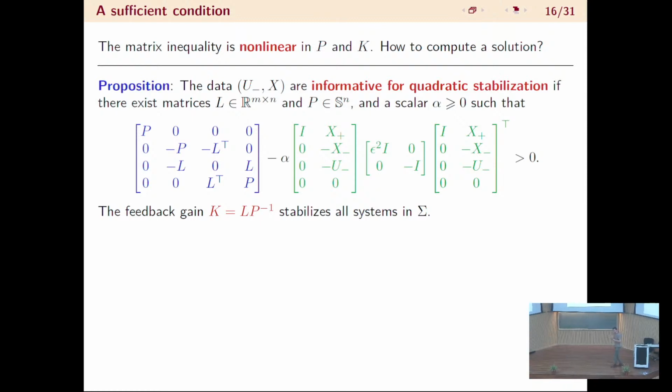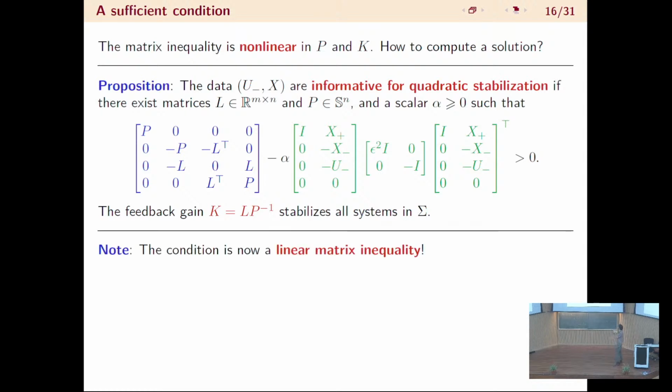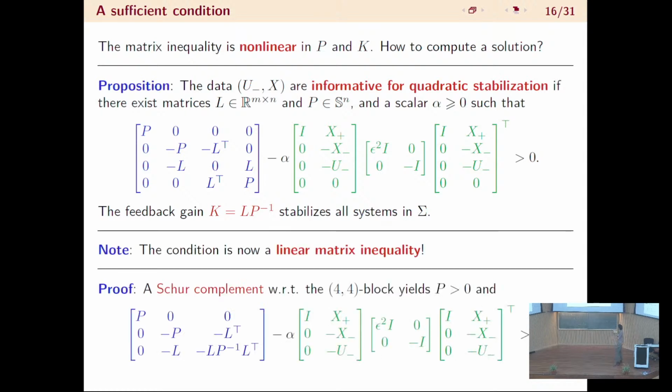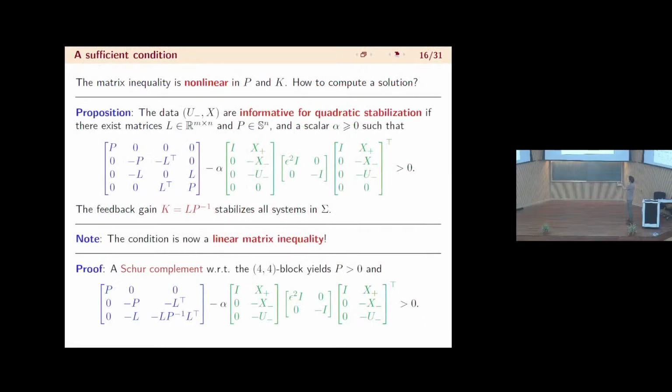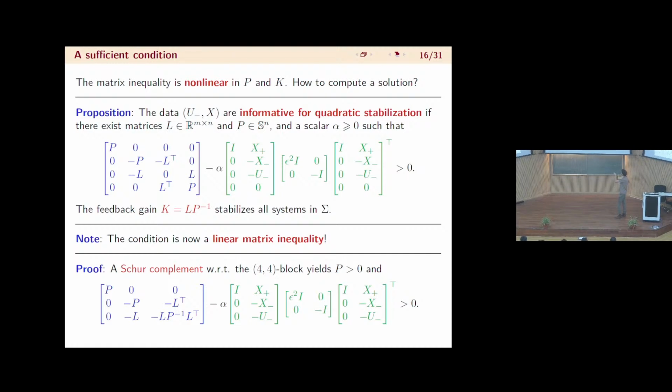Now, let's see how to prove this result, also based on the previous slide. What we do is we take a Schur complement of this big 4x4 block matrix with respect to the 4-4 block, so with respect to this P over here. And I claim then that I get this matrix inequality over here. Let's see.